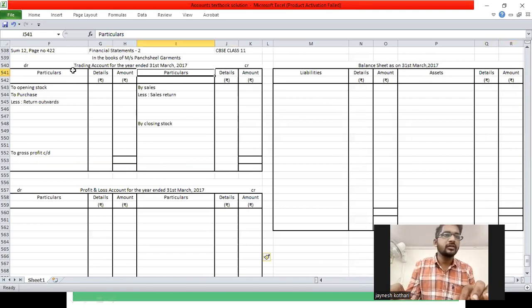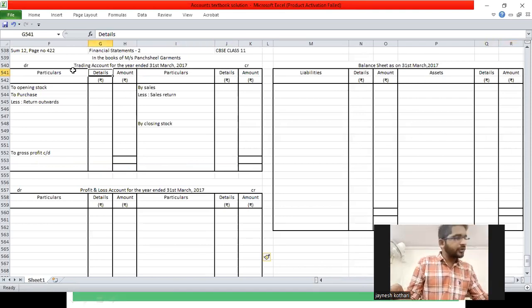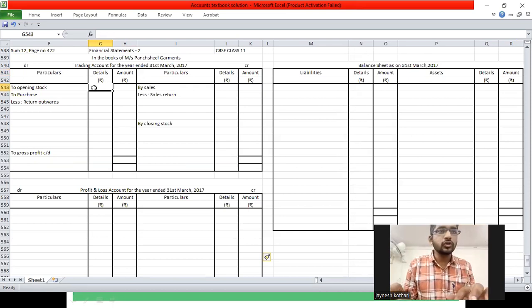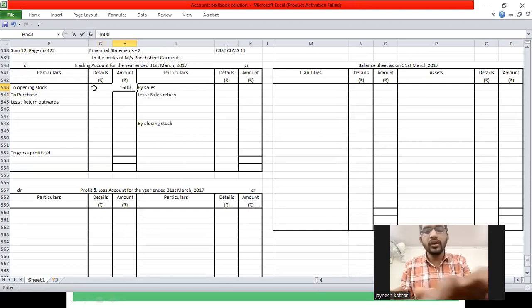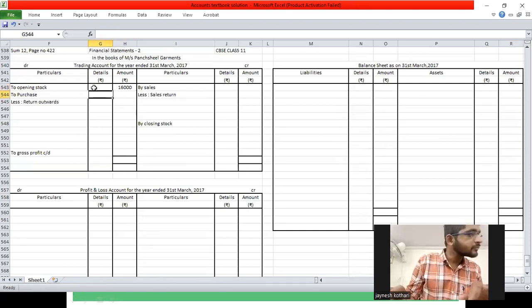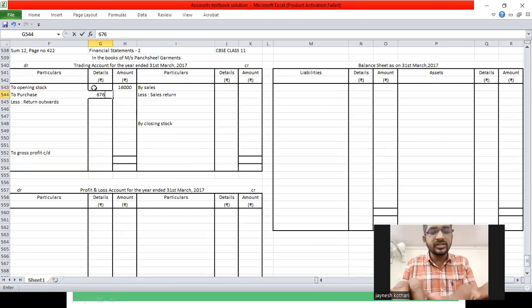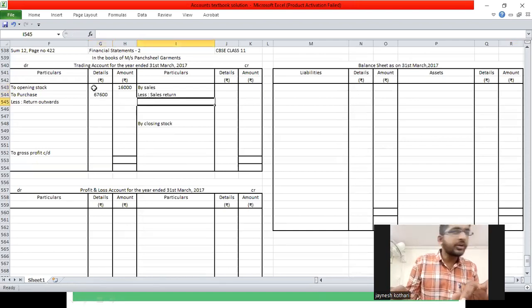Okay, let's start with the sum. We are on page number 422 still, and we are going to start with the sum. Opening stock 16,000 rupees, no adjustment, so it will go on the right hand side. Purchase is 67,600. Return inward.